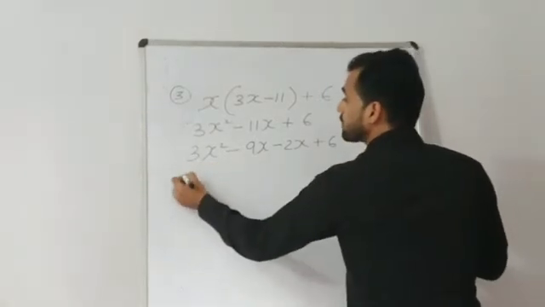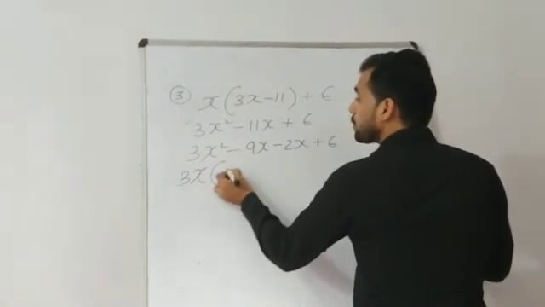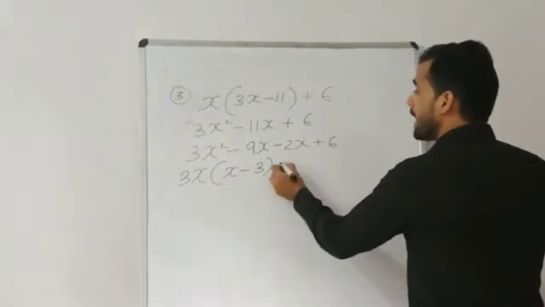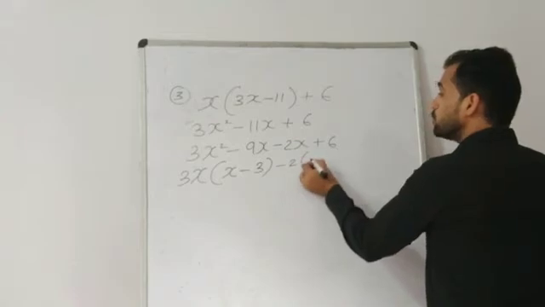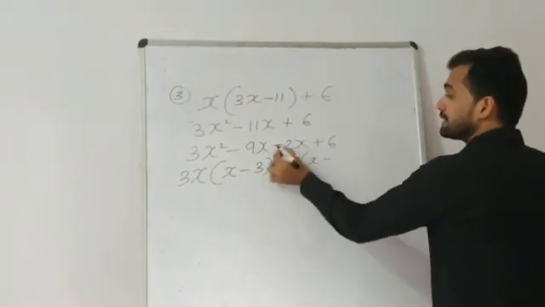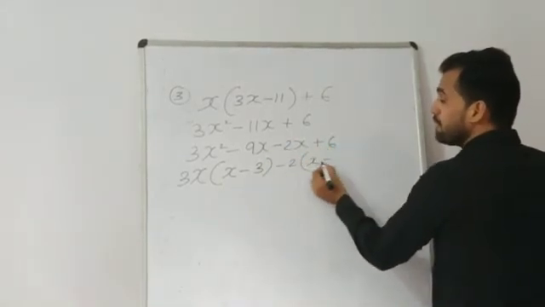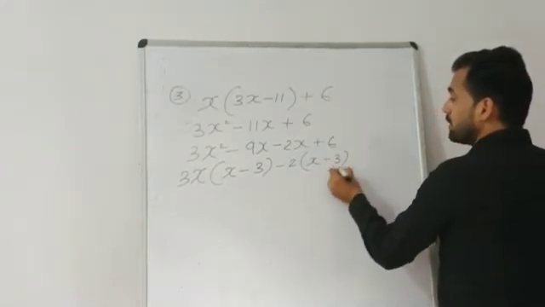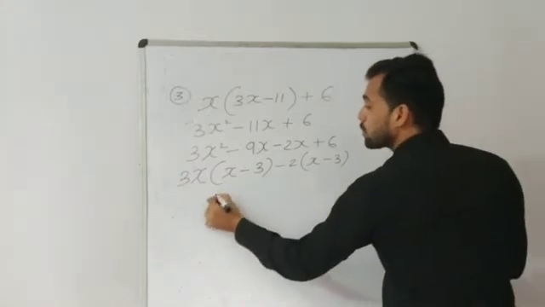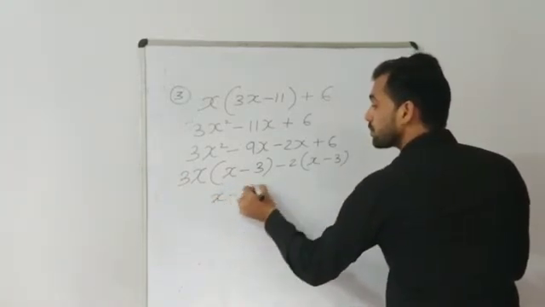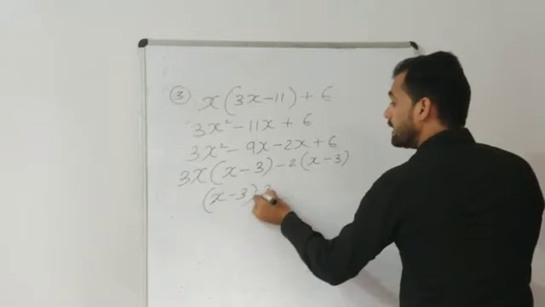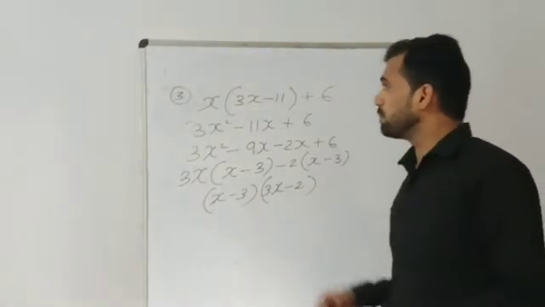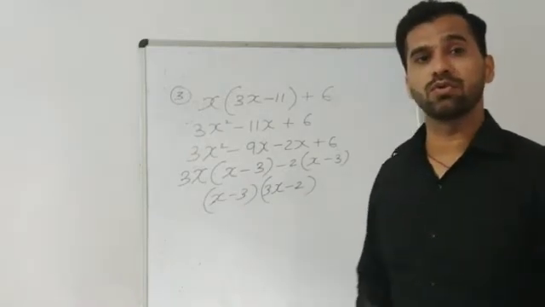What we will do, we will take 3x common from here, and x minus 3 will be here. Minus 2 we will take common, so 2x and minus 6 we are taking common, so this plus sign will become minus sign because minus into minus is plus, so minus 3 will be here. X minus 3 is overall common, and then in the last, x minus 3 times 3x minus 2 is the final expression. So this was a simple question.